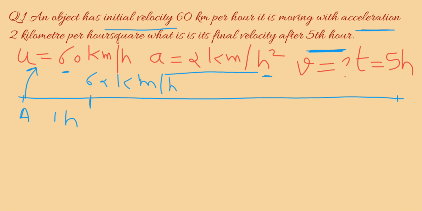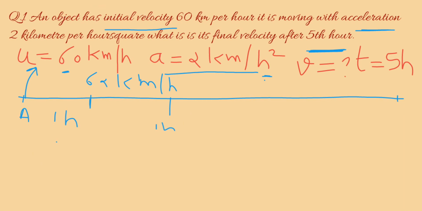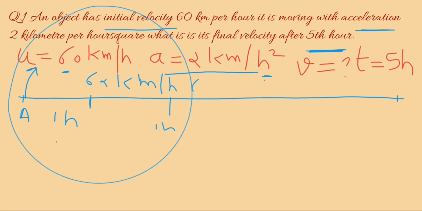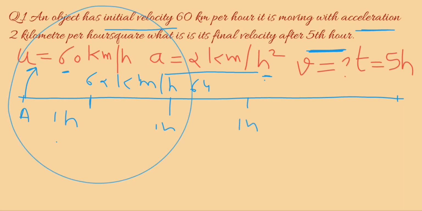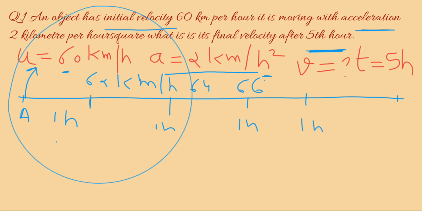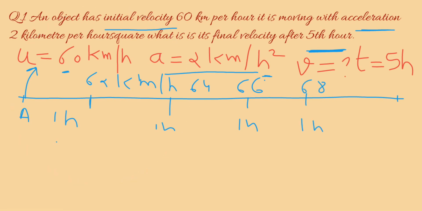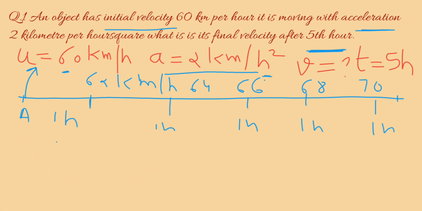As our acceleration is 2 kilometer per hour square, that means after 1 hour our velocity will be 62 kilometer per hour. Again after 1 hour our velocity will be 64. After another hour our velocity will be 66 kilometer per hour. After 1 hour our velocity will be 68 kilometer per hour. Now again after 1 hour our velocity will be 70 kilometer per hour.